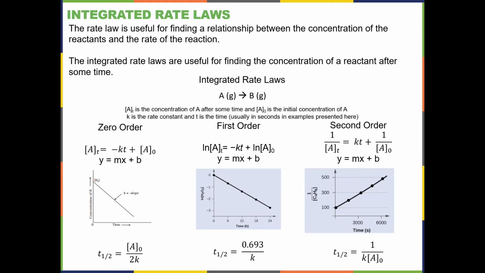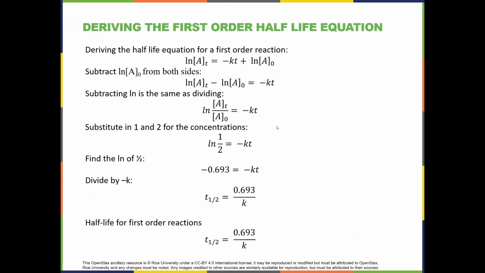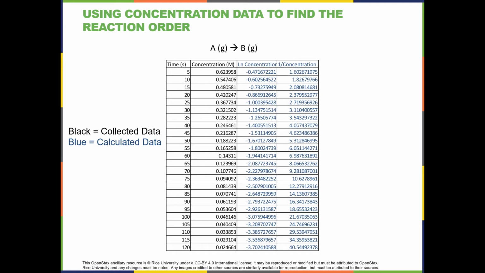Very much like the rate laws themselves, it can be better to demonstrate this by examples than by a lecture slide. But before we do that, I do want to show that you can derive this first order half-life equation, where you essentially are setting the ratio of A at time t to A0 to 1 over 2. And this is how that is derived. You could also derive it for the other ones, but I'm not going to go through this here.